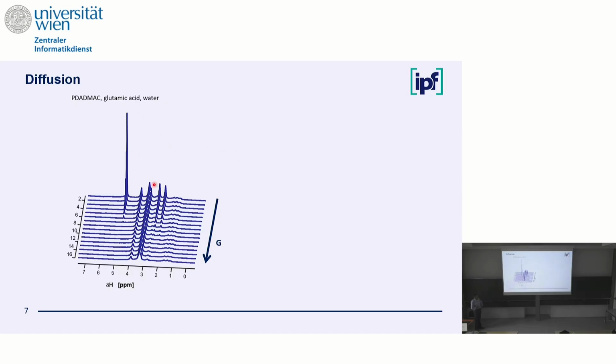So for the first case, just to illustrate it a little bit, we have here an example where we have water, we have a polycation, P-DATMAT, and we have glutamic acid here. We can identify them from their chemical shift in the spectrum. And from top to bottom, the magnetic field gradient is increased. I put it that way so that we can see something. So the water signal decays at first, because it's the smallest molecule, it has the fastest diffusion.